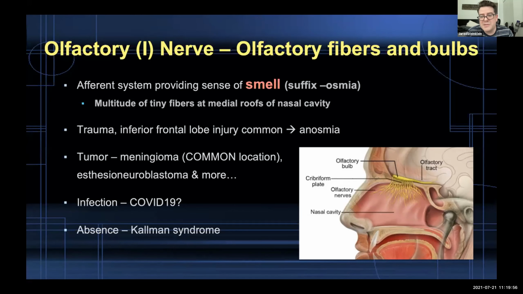Tumor, it's a really common spot for meningioma to happen, so that's possible, or a sinonasal tumor such as esthesioneuroblastoma. That's another word of the day for all of you, esthesioneuroblastoma, which we see quite a bit for a pretty rare tumor, but it's classic for this spot. And then again, COVID infection, we think it's real.